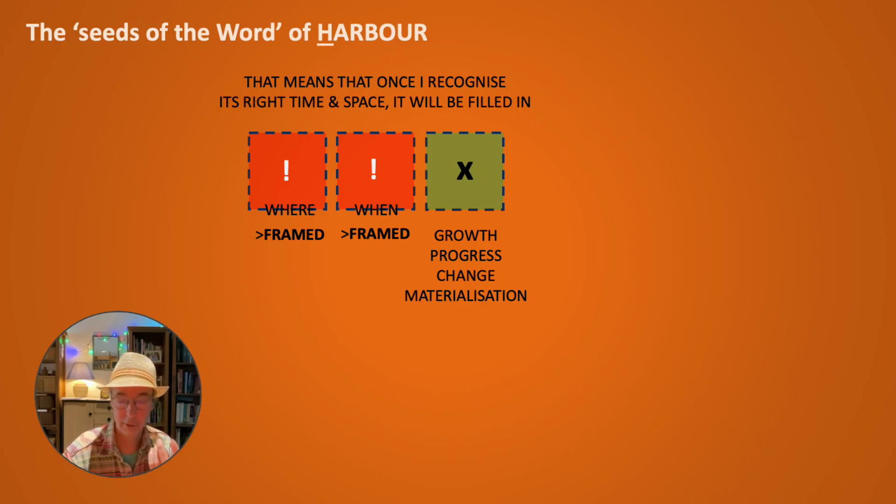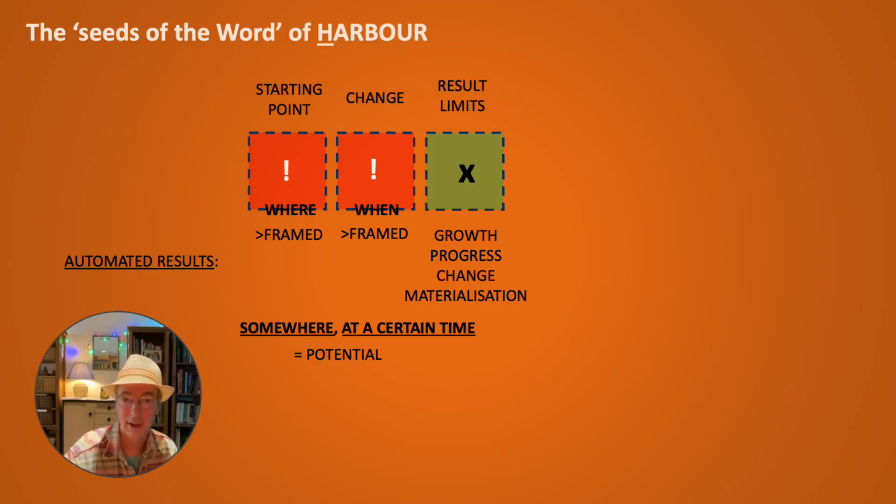It means, of course, that I will also recognize its time and space. When I know these things, when I know where and when, and that I have these conditions, I can frame them. I know the conditions where and when the things are correct. The things can grow, the things can change, the things can materialize. That is what H is.